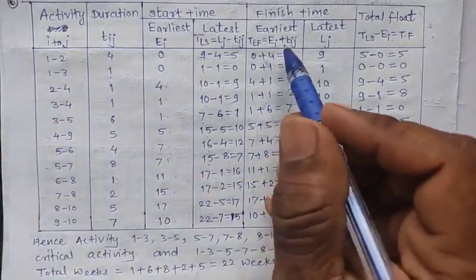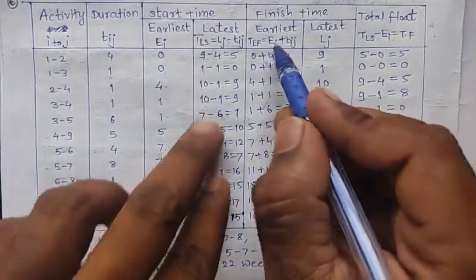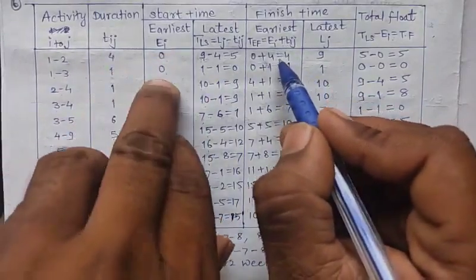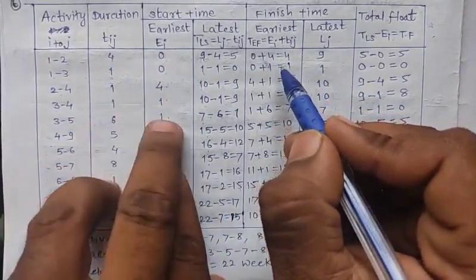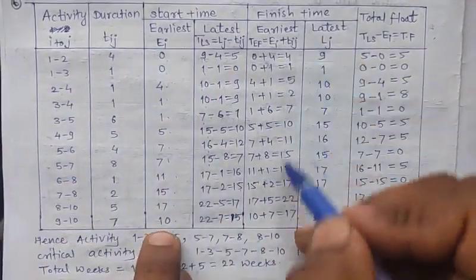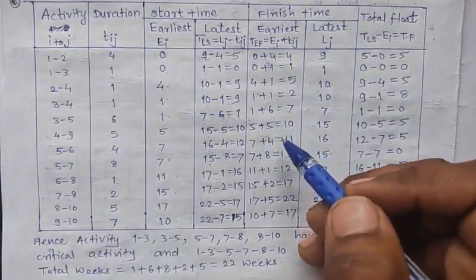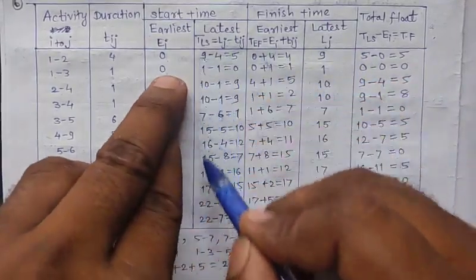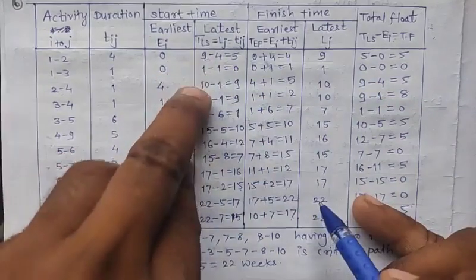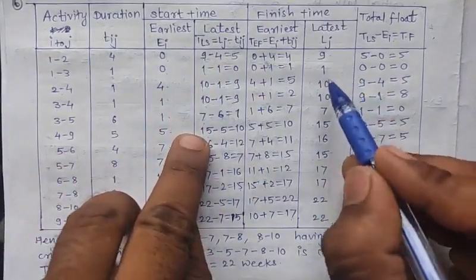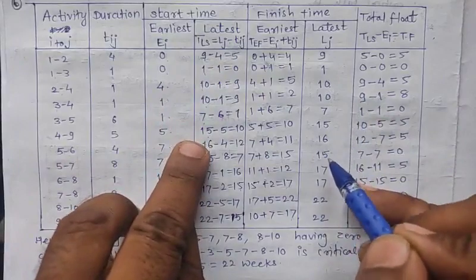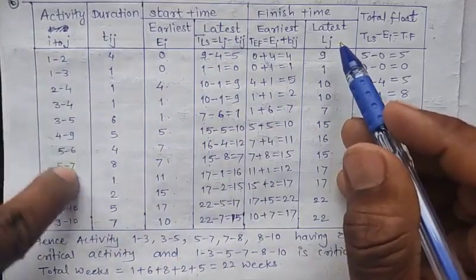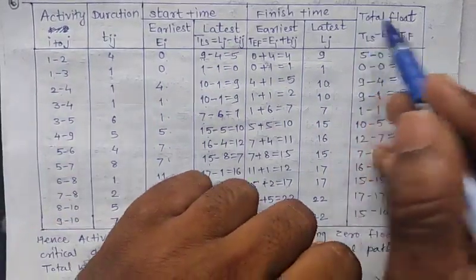Now to calculate the earliest finish time, the formula is Ei plus Tij. We add 0 plus 4, 0 plus 1, 4 plus 1, 1 plus 1, 1 plus 6 and so on, and we get the earliest finish time. Now for the latest finish, we have the formula Lj. The first values are the values of Lj: 9, 1, 10, 10, 7, 15, 16, 15, 17, 17. This Lj is calculated for the jth event. And last, we calculate the total float.